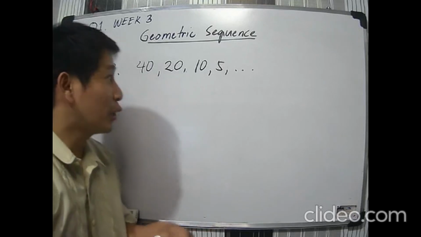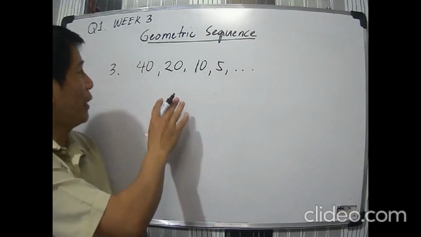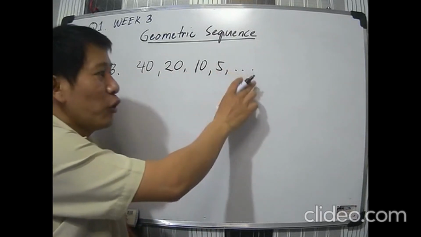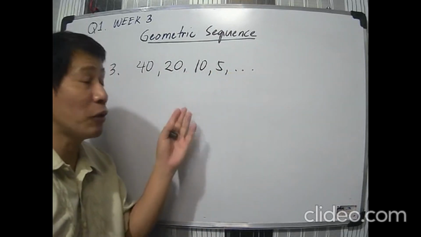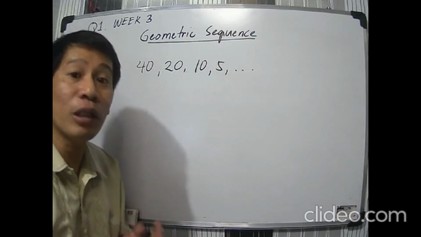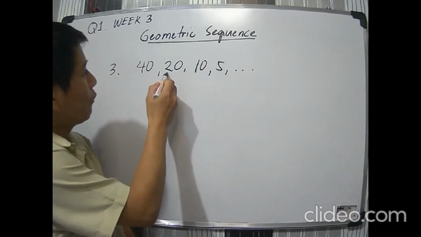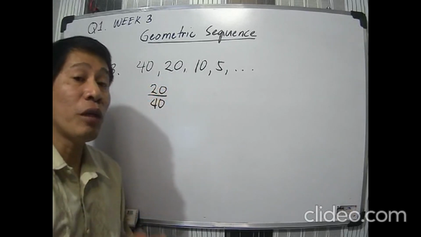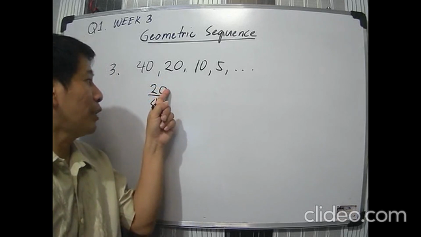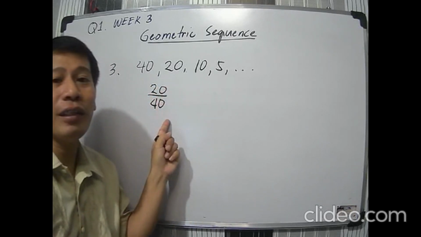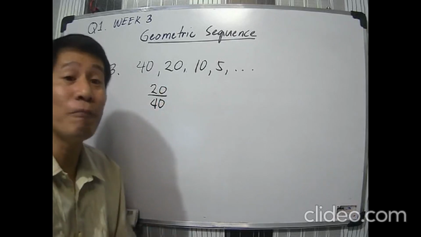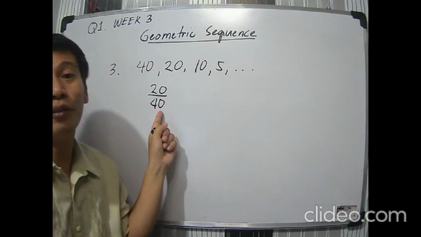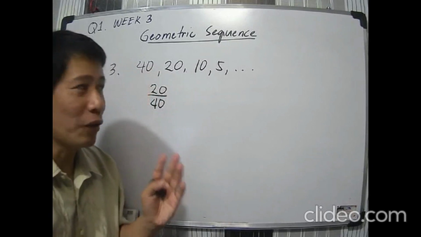Okay, now let us consider this example. We have here 40, 20, 10, 5, and so on and so forth. Tingnan natin if this is also a geometric sequence. Okay, let's get the common ratio. So start from here. So 20 over 40. So as you will observe, 20 divided by 40, hindi siya exact na made-divide because mas maliit yung numerator natin kesa sa denominator na 40. So, it's a fraction.